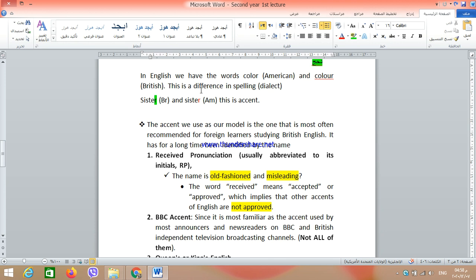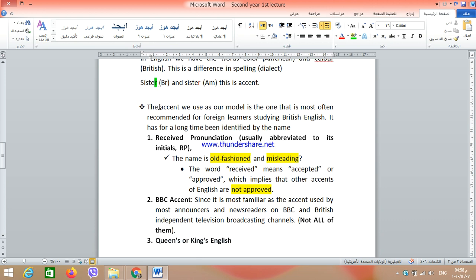In English, for example, we have the words color and colour. In British spelling, it is like this, in this form. In American, it's like this. This is a spelling difference. We deal with such difference under the dialect. So we say American and British dialect.